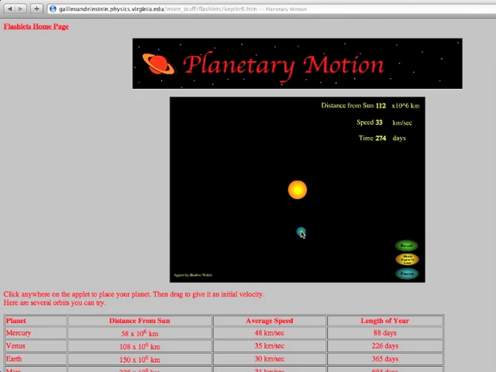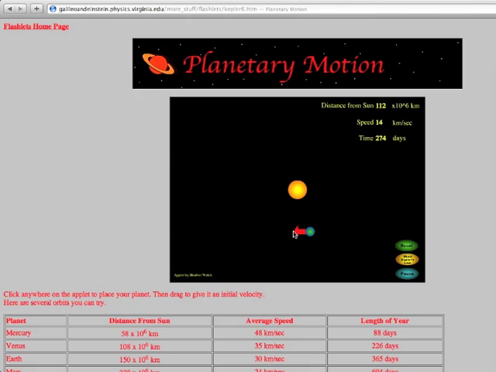So the factors are the distance the planet is from the sun, so this would be very close, this is very far. Another factor is the velocity that the planet has. The other two factors are the mass of the star and the mass of the planet. The greater the mass is, the more gravitational force, and therefore the more velocity the planet needs to overcome that gravitational force. So that's just a little interesting demo.